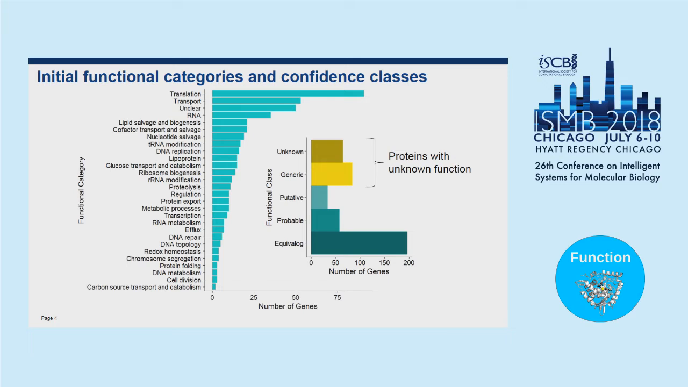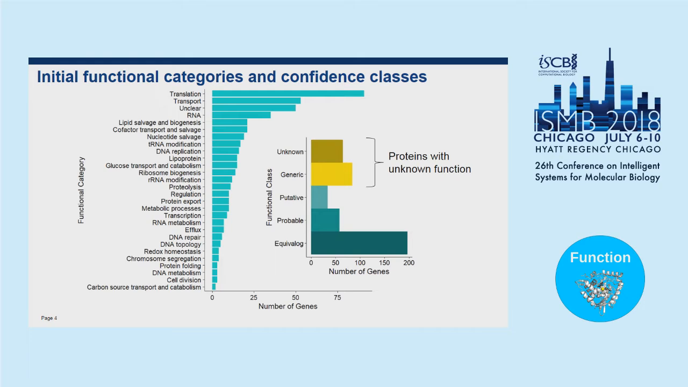In the functional categories, we have, for example, the most numerous one, translation, which is part of the largest group of genes responsible for expression of genetic information. We also have genes responsible for preserving genetic information, like DNA replication, also cytosolic metabolism, like proteolysis, and genes related to the cell membrane, like transport, for example. And 59 genes didn't have an assigned functional category, and they're all in the unclear category.